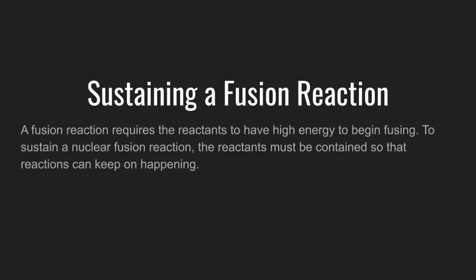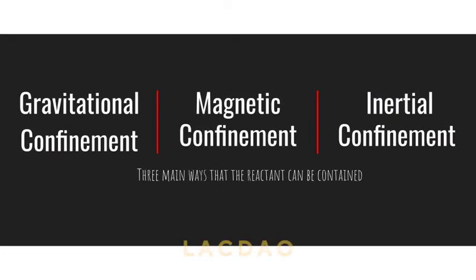Sustaining a fusion reaction. A fusion reaction requires the reactants to have high energy to begin fusing. To sustain a nuclear fusion reaction, the reactants must be contained so that the reactions can keep on happening. There are three main ways that the reactant can be contained: gravitational confinement, magnetic confinement, and inertial confinement.